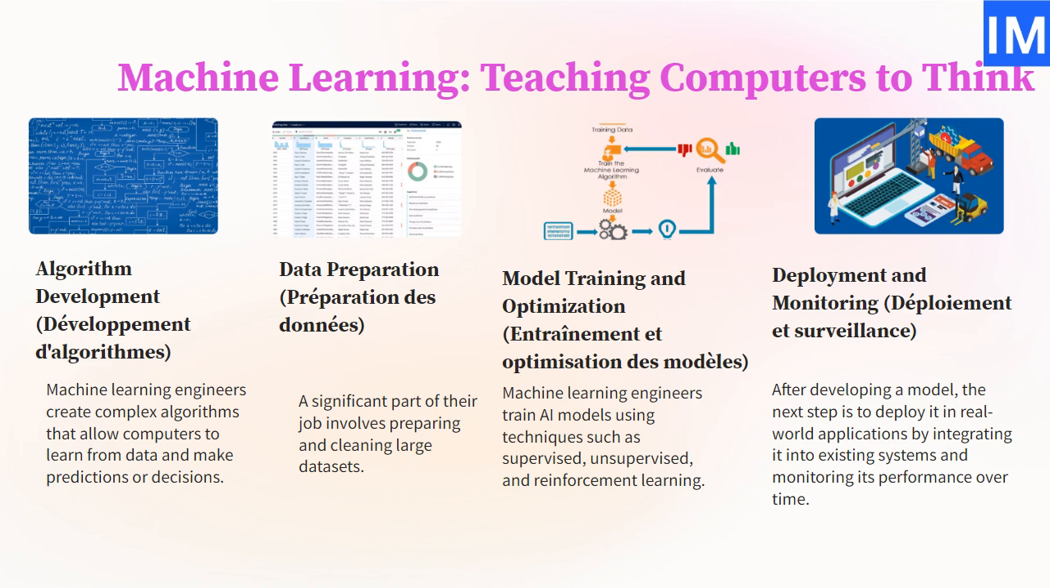How about machine learning? Machine learning is an exciting and rapidly growing field in computer science, and it involves the creation of algorithms. Algorithms are what allow computers to learn from data and make predictions or decisions.